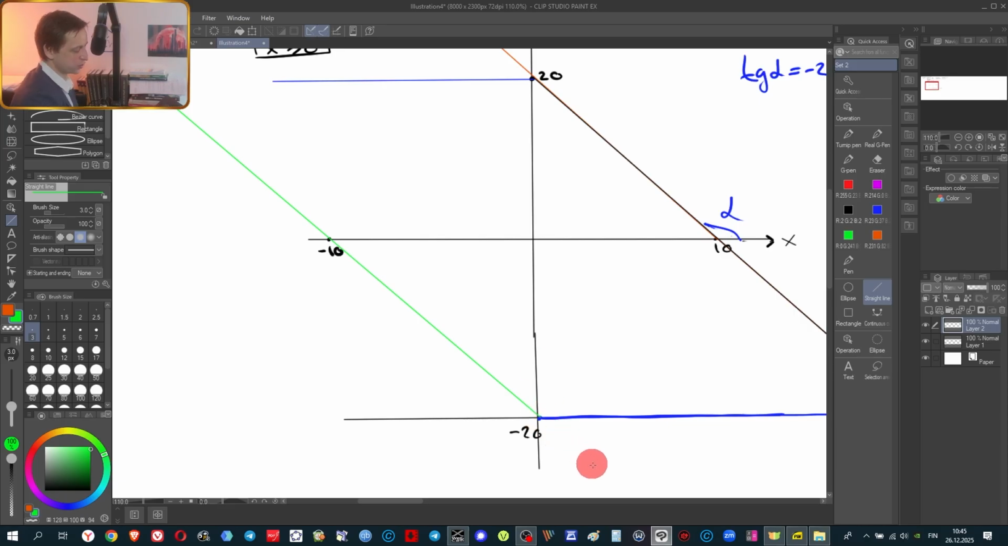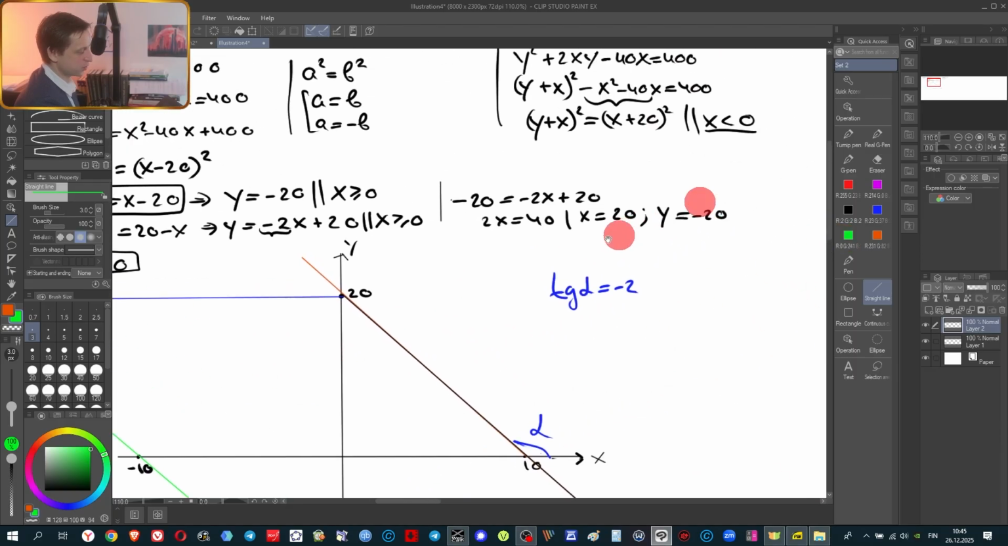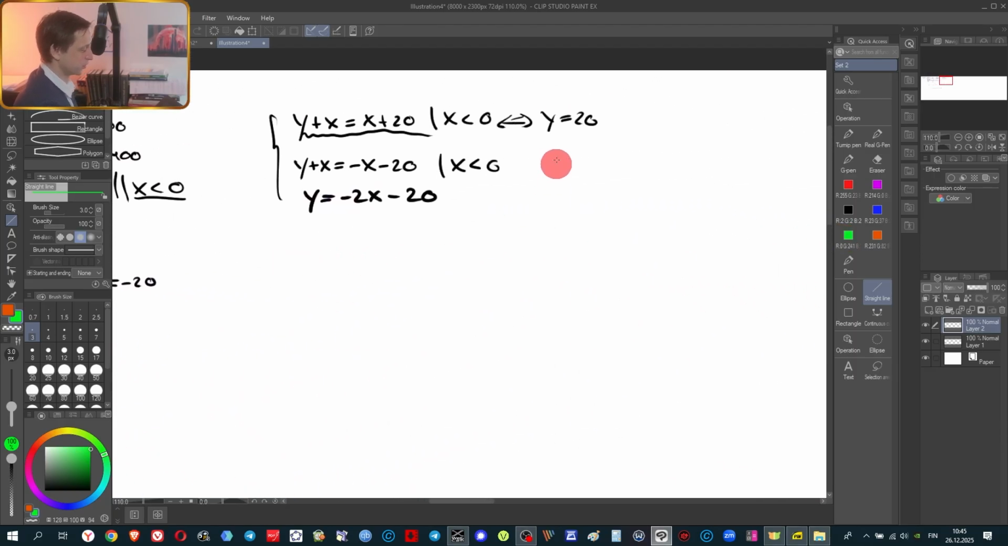So we don't need to extend it here, because here in this half plane we have positive values of x and we need negative values of x, so only this portion of the line works for us. And again, we need to find the point of intersection of these two lines, which will be pretty simple, I think, because the first line is provided with the equation y equals 20, and this one is y equals minus 2x minus 20.